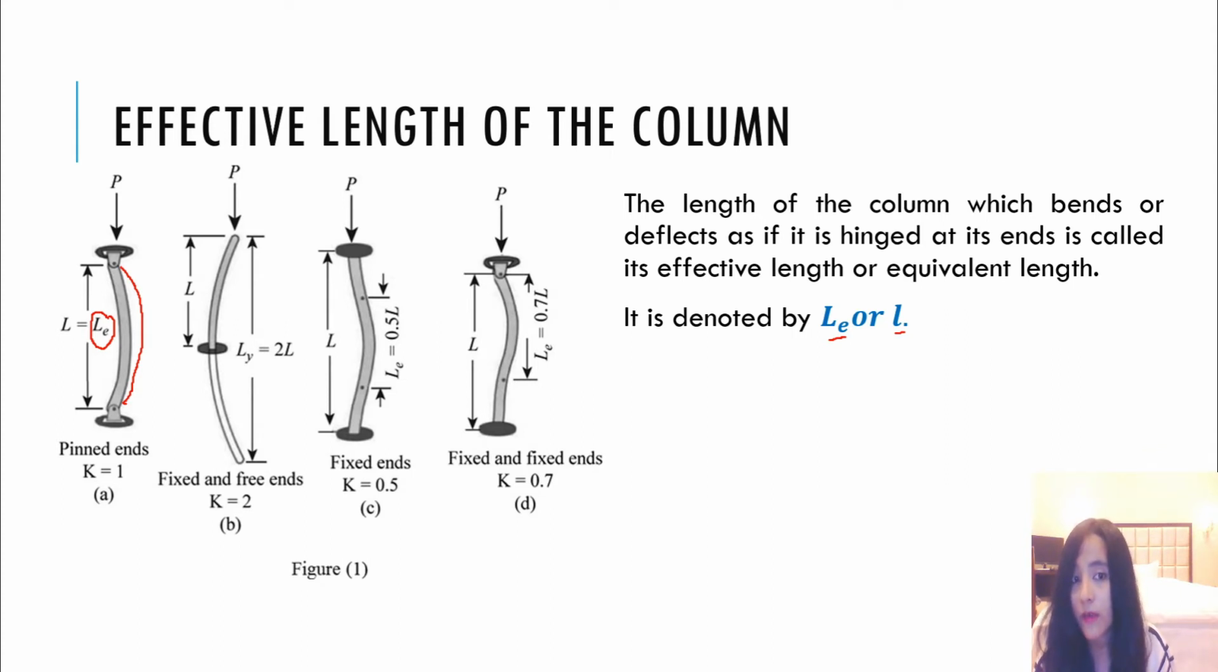And the effective length of a column depends upon the column end conditions. For example, if it is a pin end, the original length is L and the effective length will be LE. Okay, if it is fixed and free ends, the effective length will be 2L. Similarly, it will depend upon the fixed end conditions, which we will see further in the other slides.